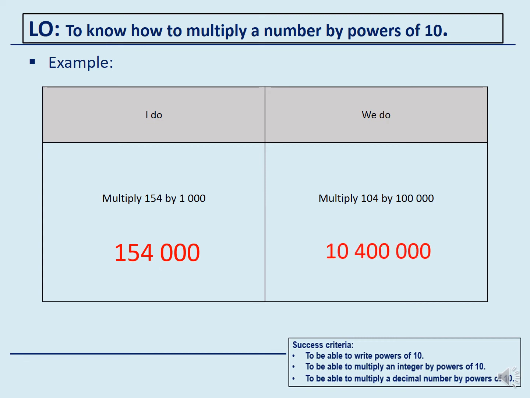As you can see, because we are timesing by 100,000 and 100,000 has 5 zeros, your answer should have 5 more zeros. So the number is 10,400,000.